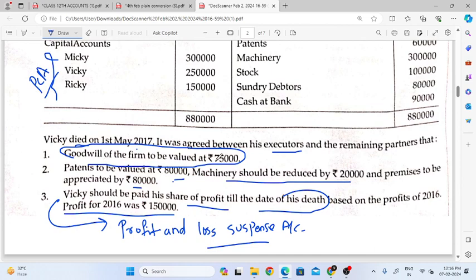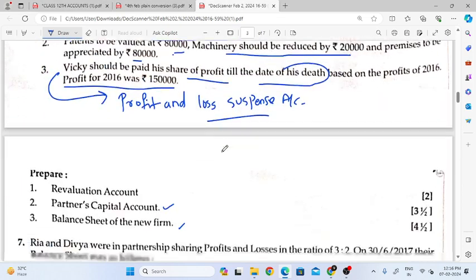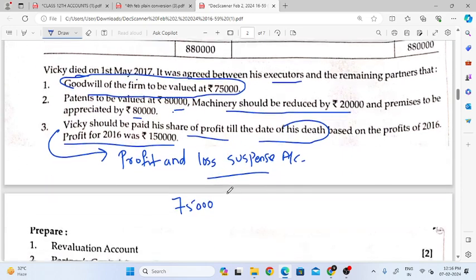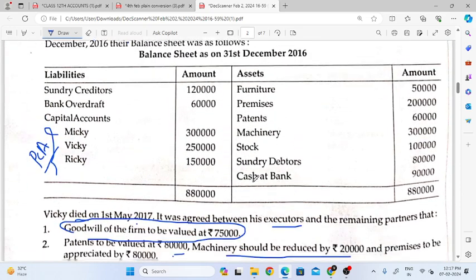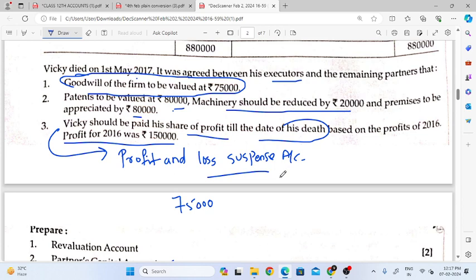Next is goodwill of the firm is to be valued at 75,000. So 75,000 you have to distribute among the partners, and you have to take the share of the dead partner. So how much is the share of the dead partner? Now Vicky is dead. Okay, so the share of Vicky is 3/10. So 75,000 multiplied by 3 upon 10 will give you 22,500.